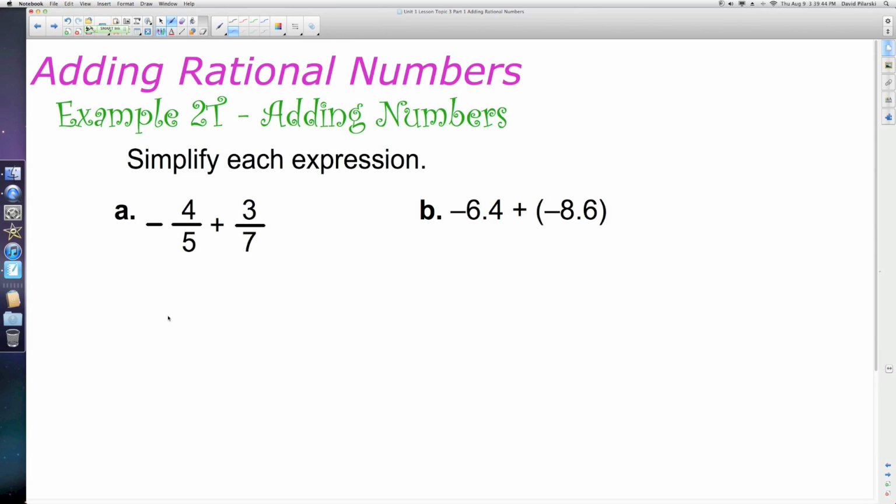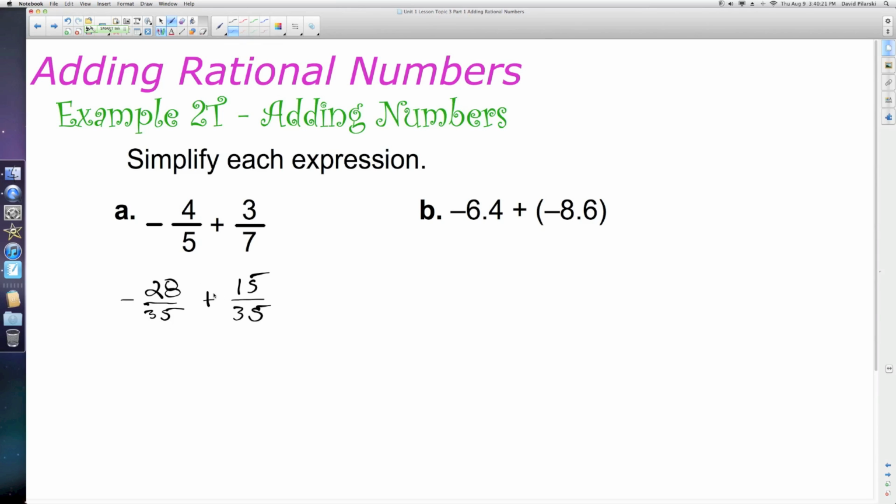5 and 7 are our denominators, and a common denominator, the least common denominator in this case, is 35. Now, what I'm doing is I'm going to rewrite the fractions with a new denominator and a new numerator. 4/5 is negative, so this fractional equivalent will also be negative. I have to multiply 5 by 7 to get 35. So 4 times 7 is going to give me 28, so that's negative 28/35. And I'm going to be adding that to 3/7 with a denominator of 35. 7 times 5 is 35. 3 times 5 is 15.